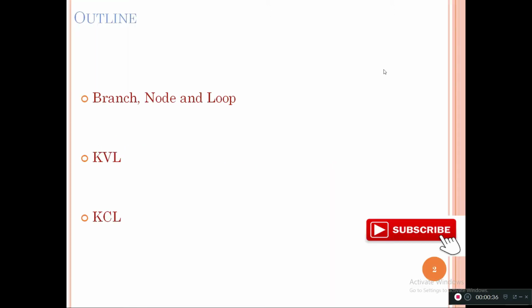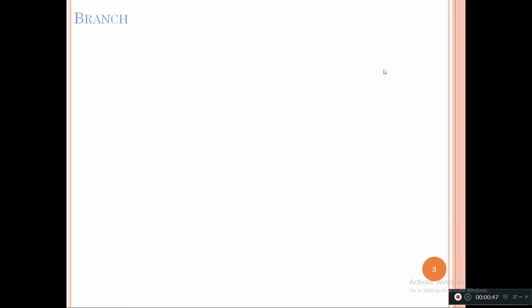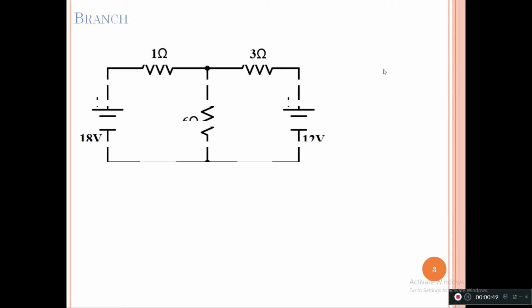Let's move ahead. The outline of the lecture will be: we will discuss the branch, node and loop, and then we will move to KVL and KCL. Let's begin our discussion with the branch.